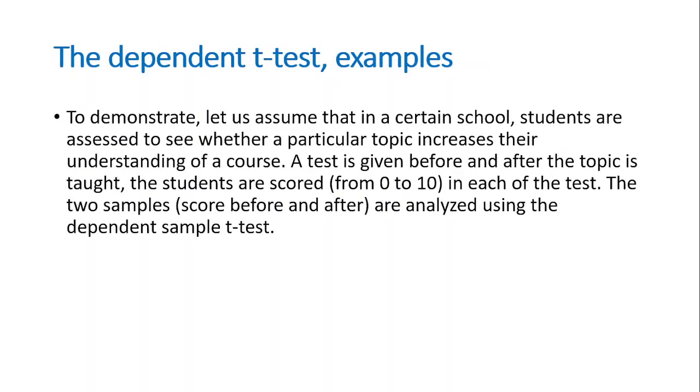A dependent t-test example. To demonstrate, let us assume that in a certain school, students are assessed to see whether a particular topic increases their understanding of a course. A test is given before and after the topic is taught. The students are scored from 0 to 10 in each of the tests. The two samples, score before and score after, are analyzed using the dependent sample t-test. Let us see this in SPSS.